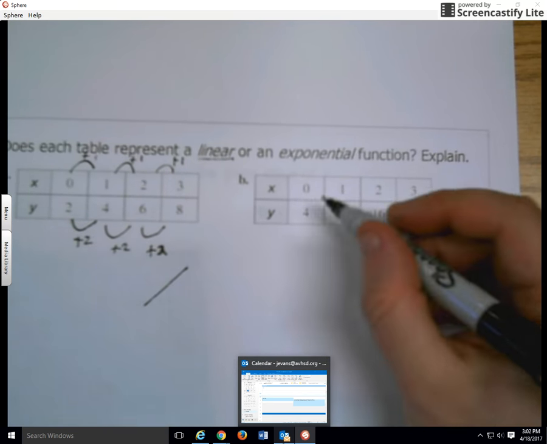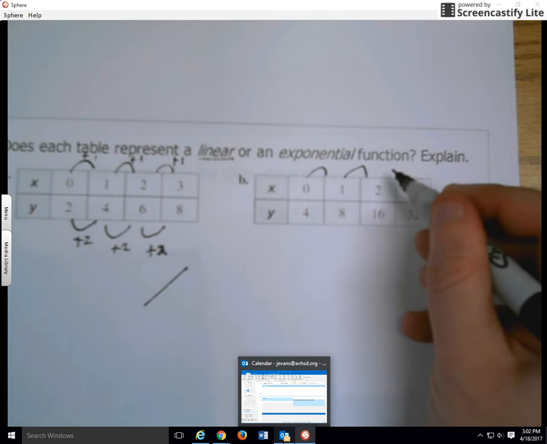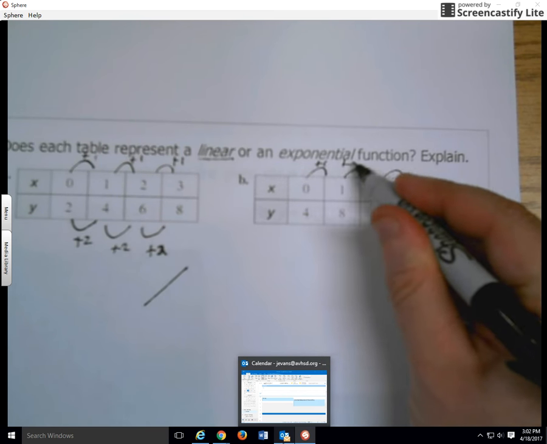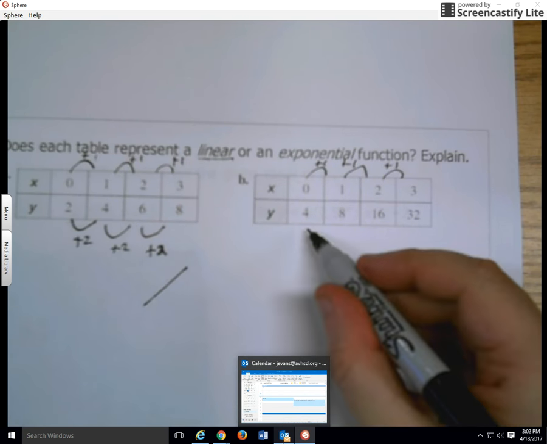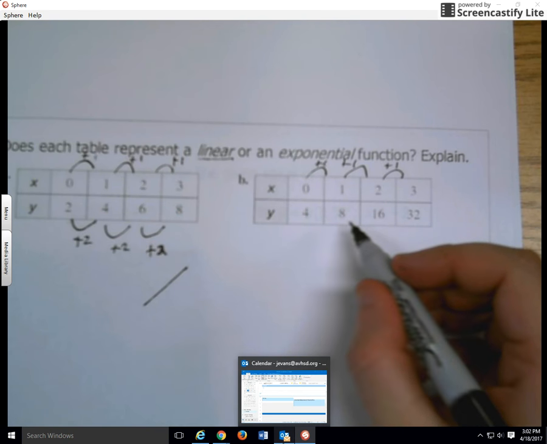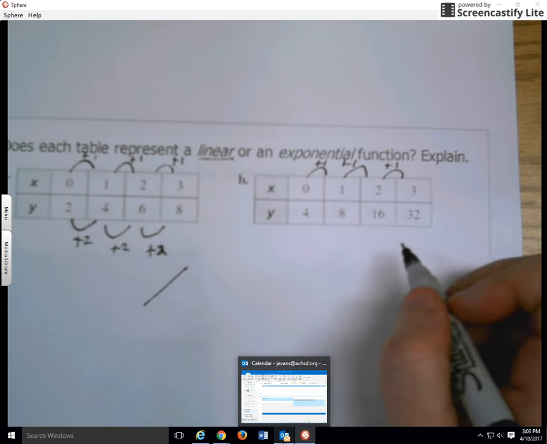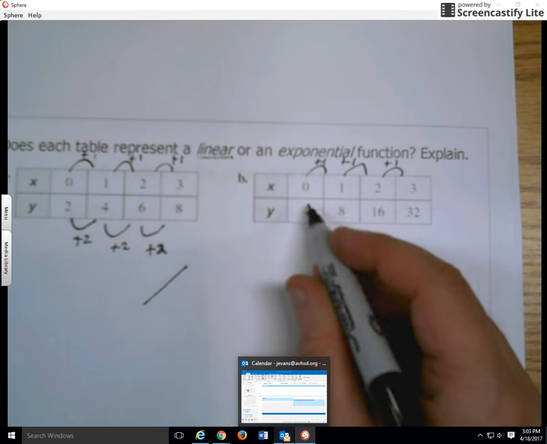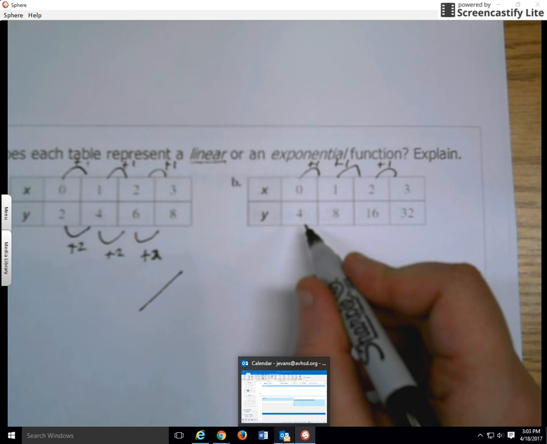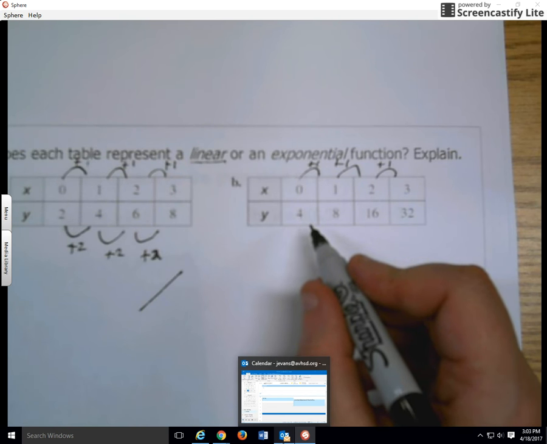So here, as x is increasing by 1 every time, right? Plus 1, and plus 1. Y is not increasing by a constant rate of change. I mean, it goes from 4 to 8, then it goes from 8 to 16, and then from 16 to 32. And so it's not increasing by 4 every time. So this is what we call an exponential change. And it's when the x is still changing at a constant rate, but the y value is changing by a multiple of a number this time.